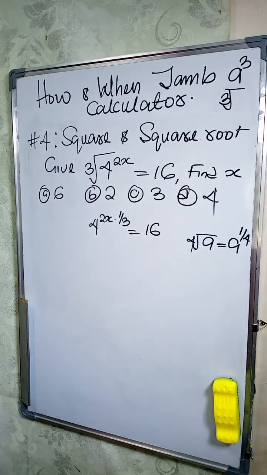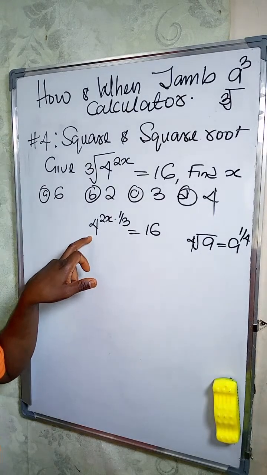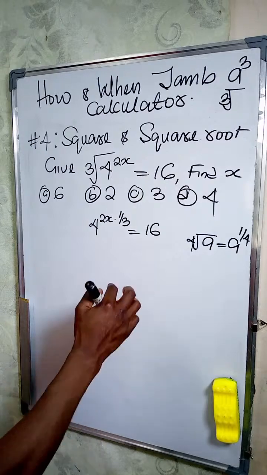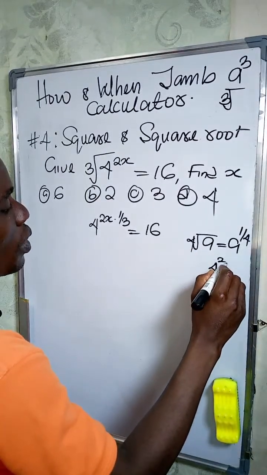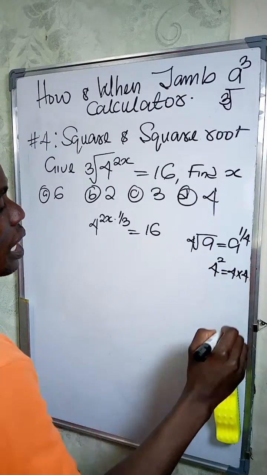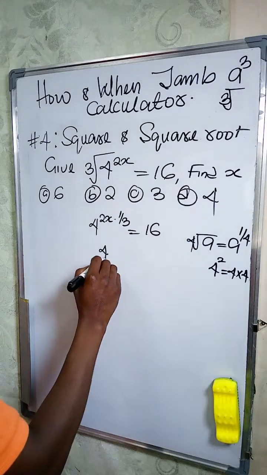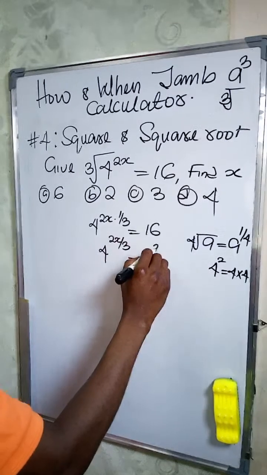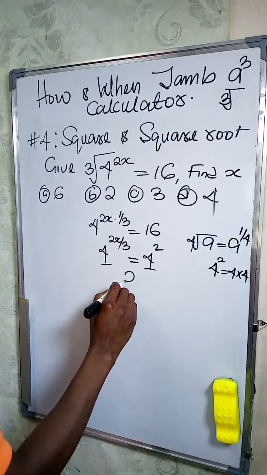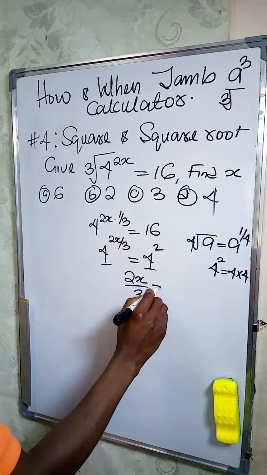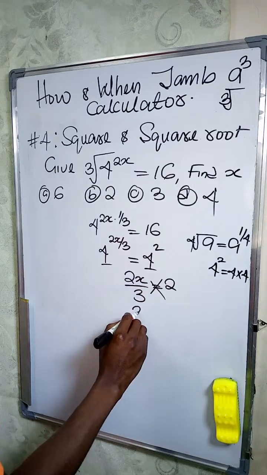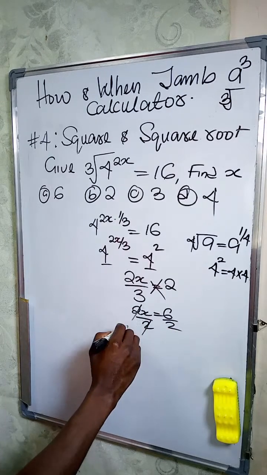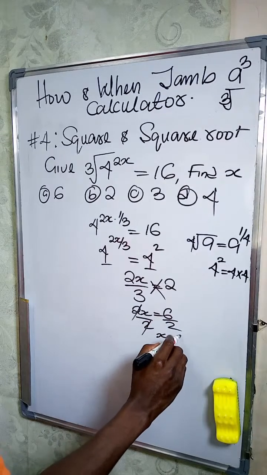Now you see where square comes in. We go find wetin we go put as a base of 16, so that the two of them go get the same base. That one go come give me 4 to the power of 2, na 4 times 4, and 4 times 4 na 16. So I will get 4 to the power of 2x divided by 3 equal to 4 to the power of 2. So since they get the same base, I will just equate the power. Then this one will be equal to 2. If you cross multiply, you will see say 2x dey equal to 6. If you divide here by 2, divide here by 2, 2 go cut 2, then x will be equal to 6 divided by 2, na 3.